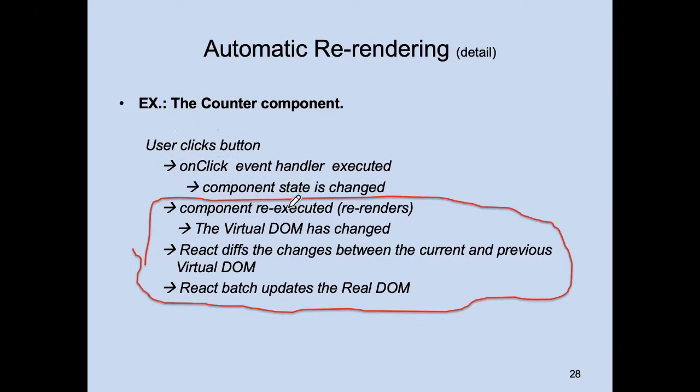So the component re-renders and the virtual DOM has changed. Everything inside the red box now is taken care of by the React runtime engine. React then does a diff operation between the current and previous state of the virtual DOM. So it really has two copies of this virtual DOM data structure: the version that existed before my component re-rendered and the version after. It does a diff operation and then updates the real DOM as a result. And then the browser paints the screen.